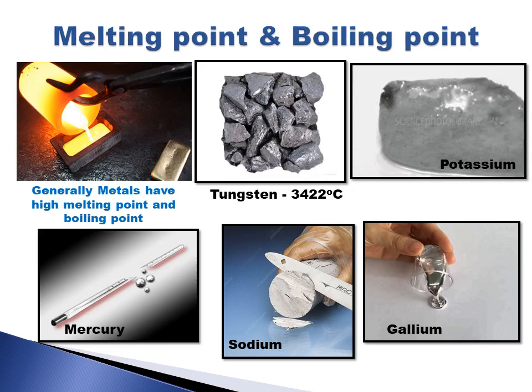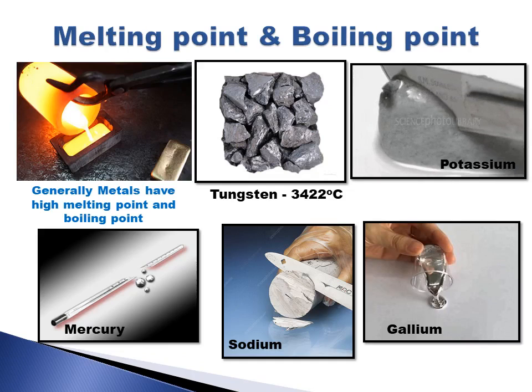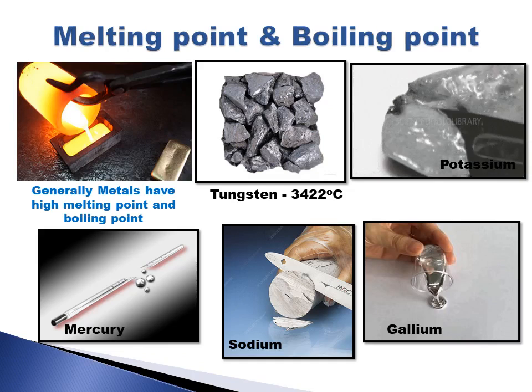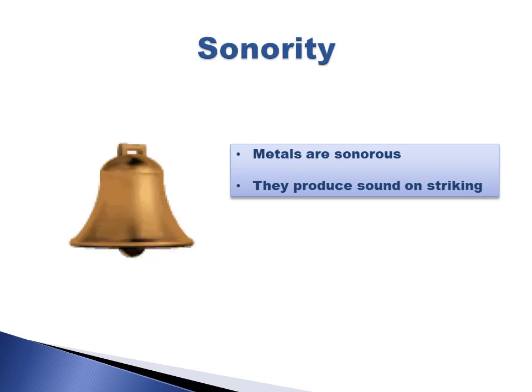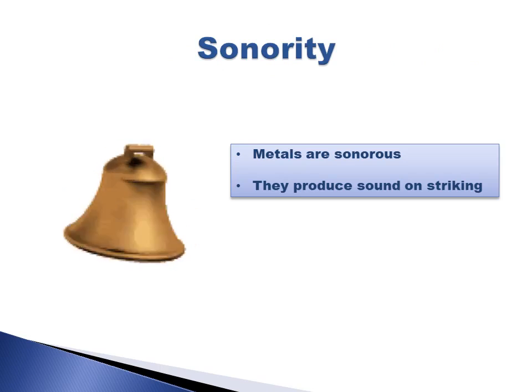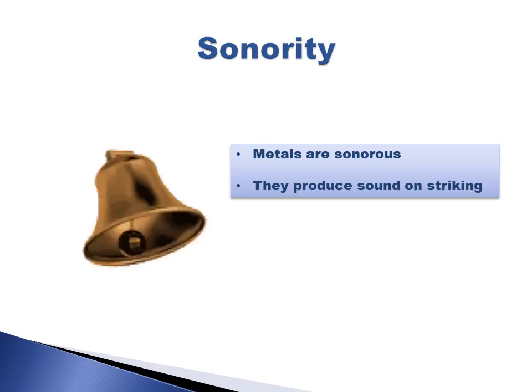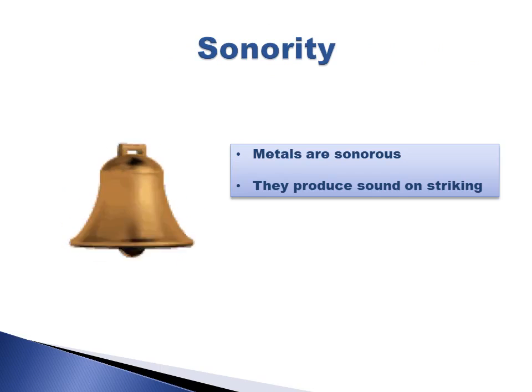Metals have high melting and boiling points. For example, tungsten metal has the highest melting point, that is 3422 degrees Celsius. On the contrary, the melting and boiling points of metals such as sodium, potassium, mercury, gallium are very low. A sound is produced when certain metals are struck. This is called sonority. These metals are known as sonorous metals.